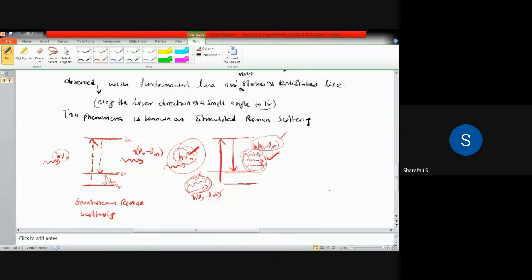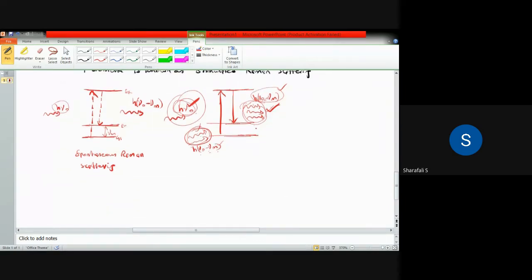So in this case, I don't think I have to write all those things here. We will get different frequencies. For example, in the first case, you are getting nu 0 minus nu m as the energy of the photon. And if you already have n photons with this energy, you will get n plus 1 photons of energy h nu 0 minus nu m.